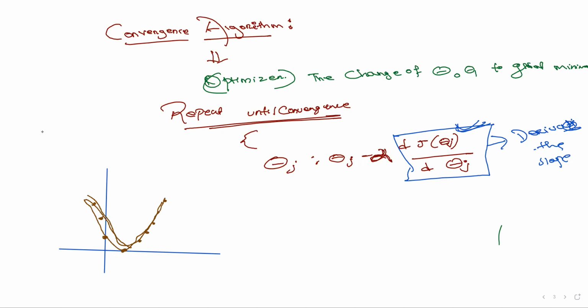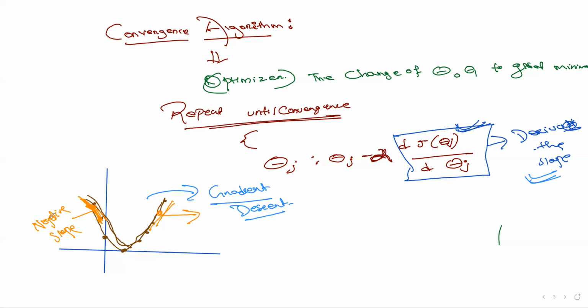This concept is known as gradient descent. So what is gradient descent? Gradient descent is nothing but minimizing the error. This derivation part is creating the slope. So how is it creating the slope? If any data point is here and I draw one slope, then this slope is a negative slope. And if any data point is here and I draw the slope, it will be a positive slope.